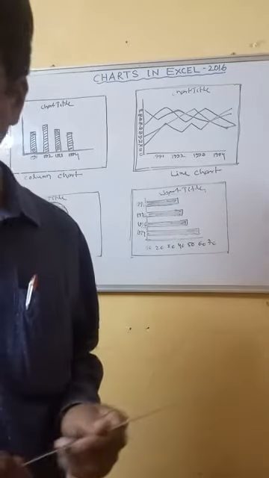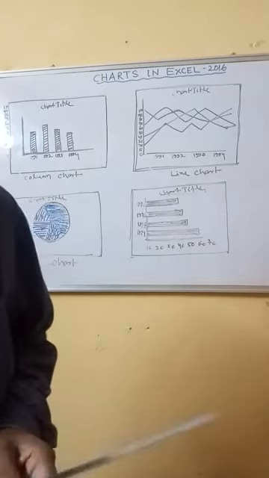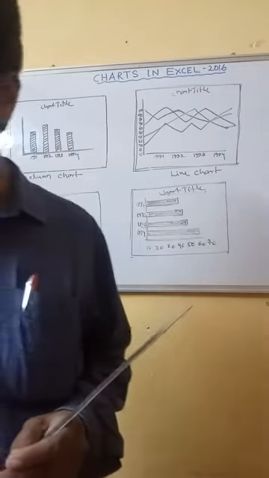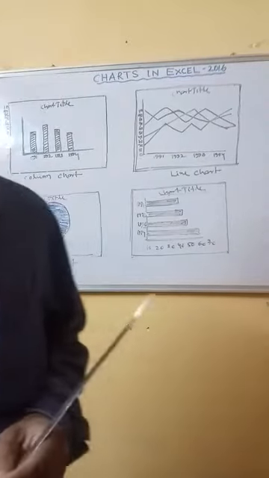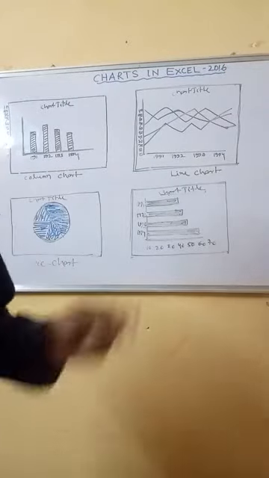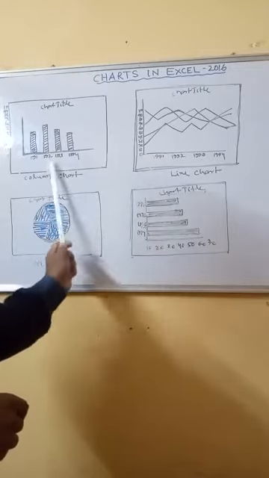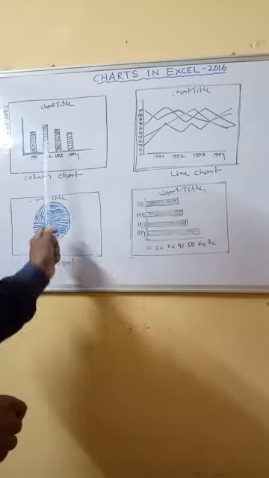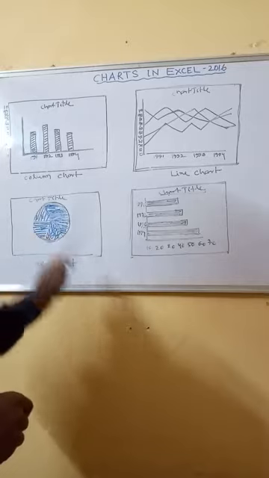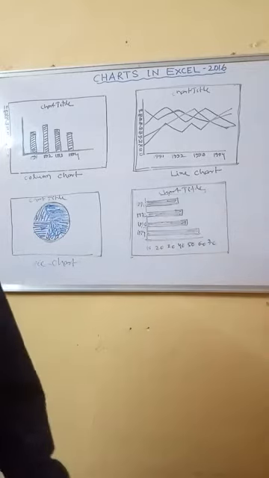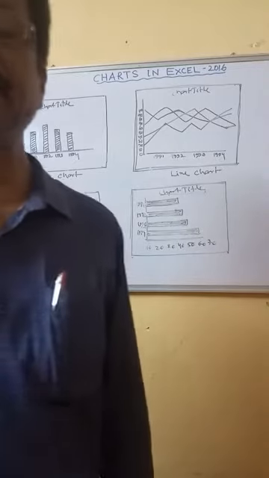The category is organized vertically and values horizontally in the bar chart, and this is very similar to the column chart. As I told you, it is very similar to the column chart, just its reverse form. This is your bar chart. Then the next thing you will see is the area chart.